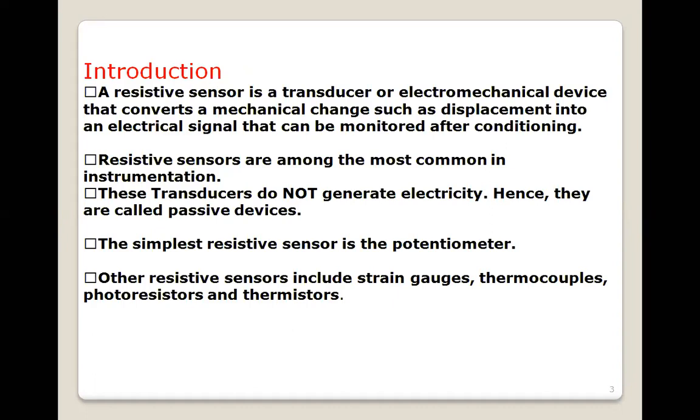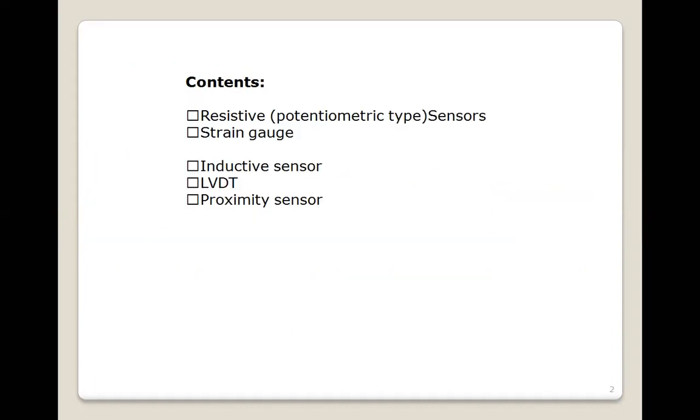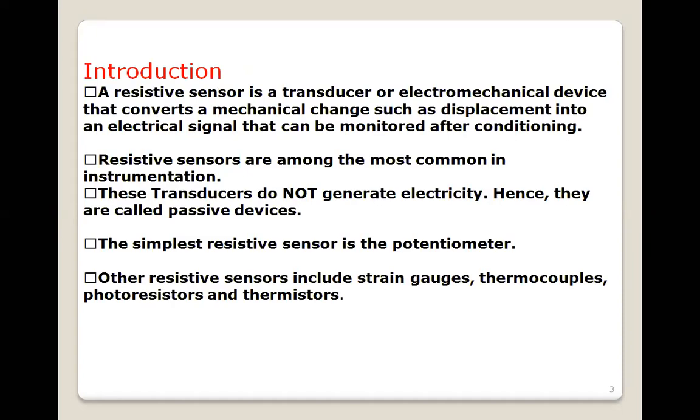The first introduction: the resistive type of sensor or potentiometric type of sensor. A resistive type of sensor is a transducer or electromechanical device that converts a mechanical change, such as displacement, into an electrical signal that can be monitored after conditioning.